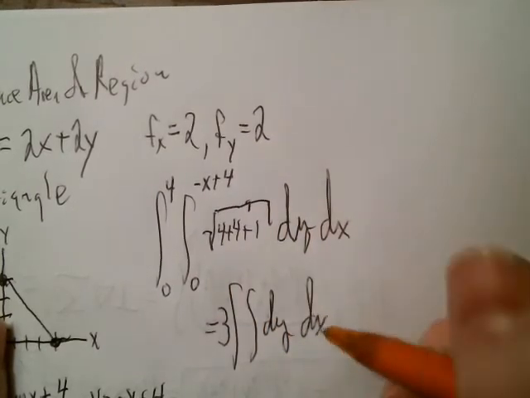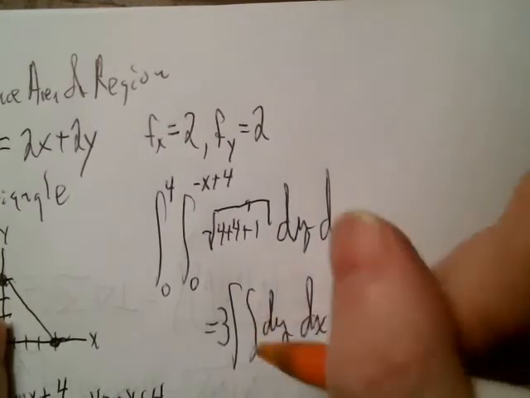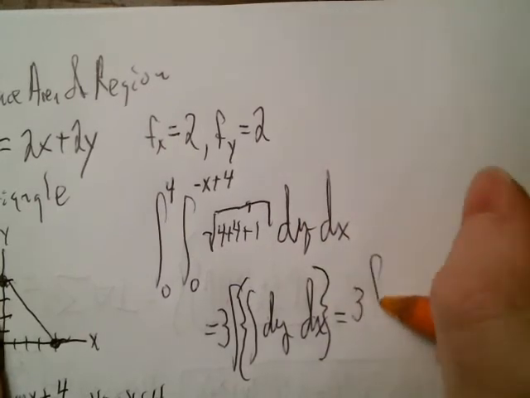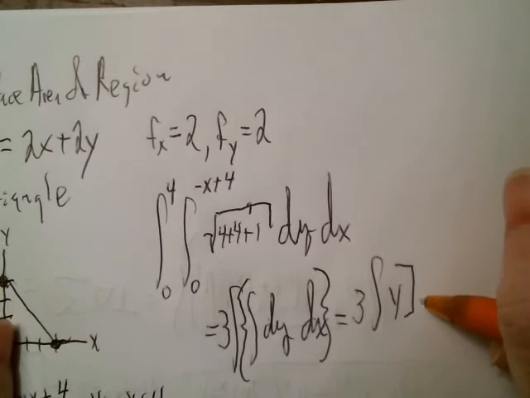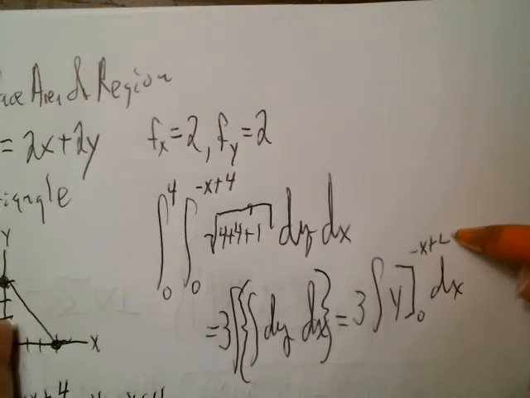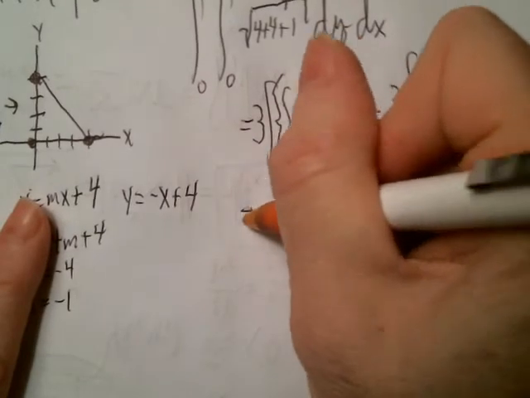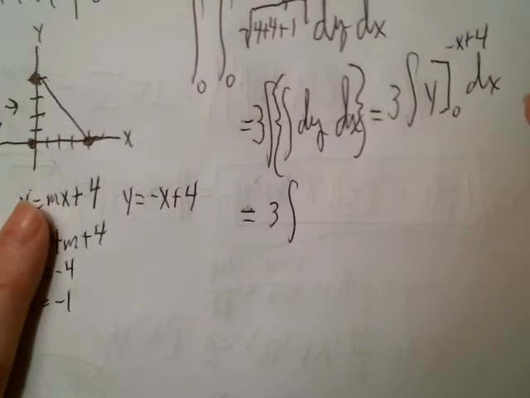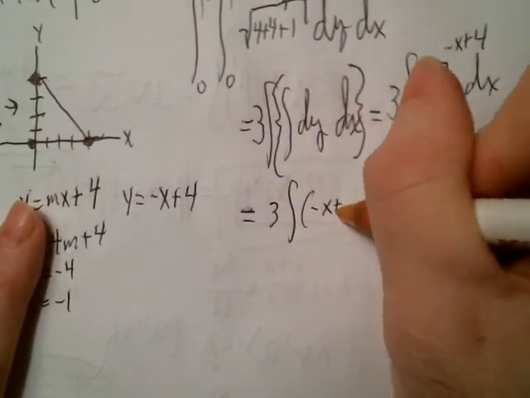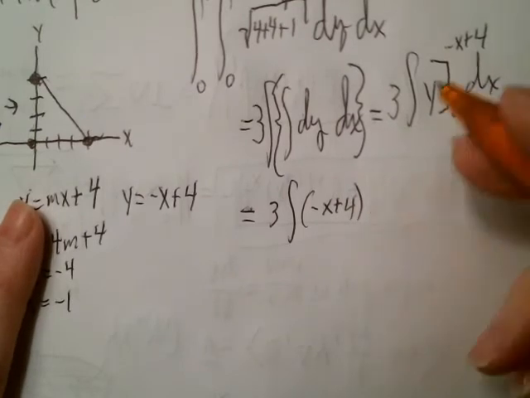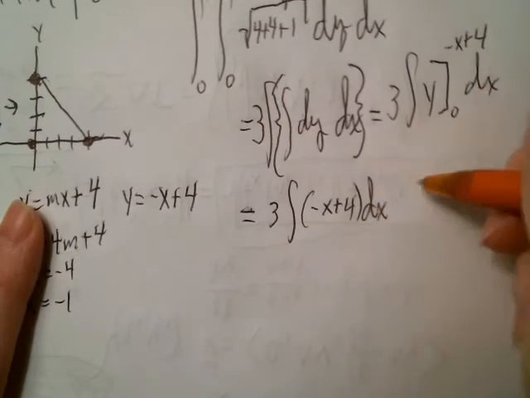dy dx, I need to integrate the inner part first. Okay, so with respect to y, that'll just give me a y. So 3 times the integral of y, I still have to evaluate it, dx, evaluating from 0 to negative x plus 4. Then plugging in, 3 times the integral, negative x plus 4 for y. So I have negative x plus 4. And then minus, plug 0 in for y. That will just be minus 0, so I won't bother with that. And then I have a dx.